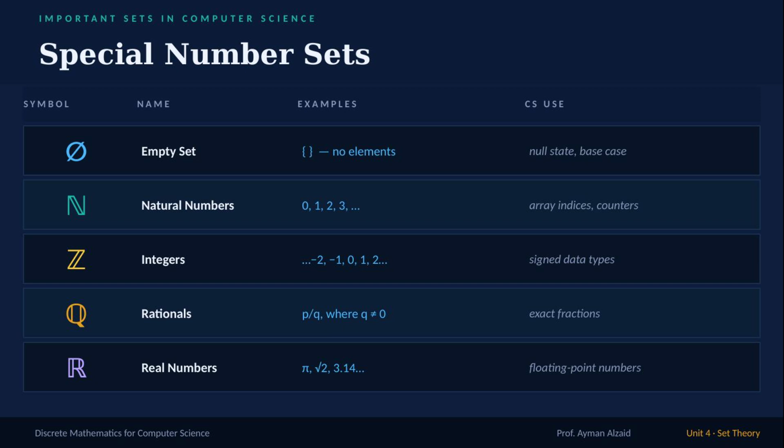The rationals are all fractions p over q, where q is non-zero. And the reals include all rationals plus irrationals like pi and the square root of 2, corresponding to floating point numbers. Notice the containment. The natural numbers are a subset of the integers, which are a subset of the rationals, which are a subset of the reals. Each set is a subset of the next.